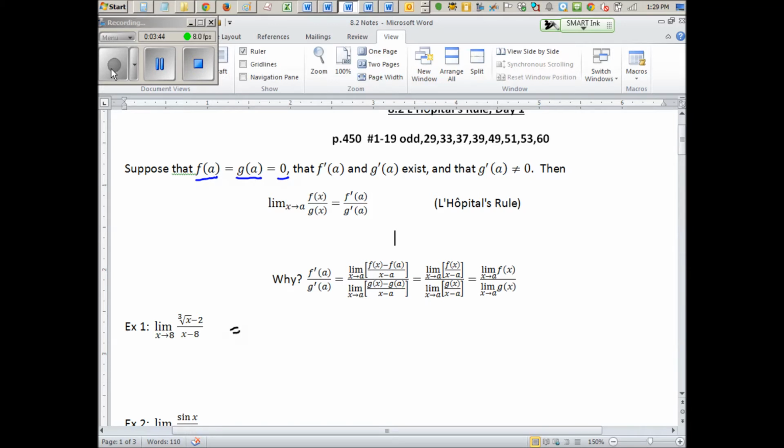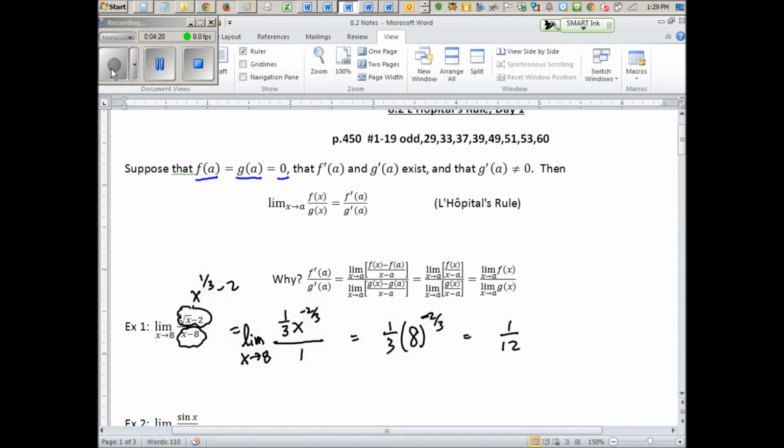So I'm going to take the derivative of the numerator. Think of this as x to the 1/3 minus 2. What's the derivative of that? 1/3 x to the minus 2/3. And of course the minus 2 has derivative 0. Then go down to the denominator. Find the derivative of x minus 8. What's that? Simply 1. And although this problem has changed, the limit has not changed. If we now take the limit as x goes to 8, we get 1/3 times 8 to the negative 2/3, which is 1/12.